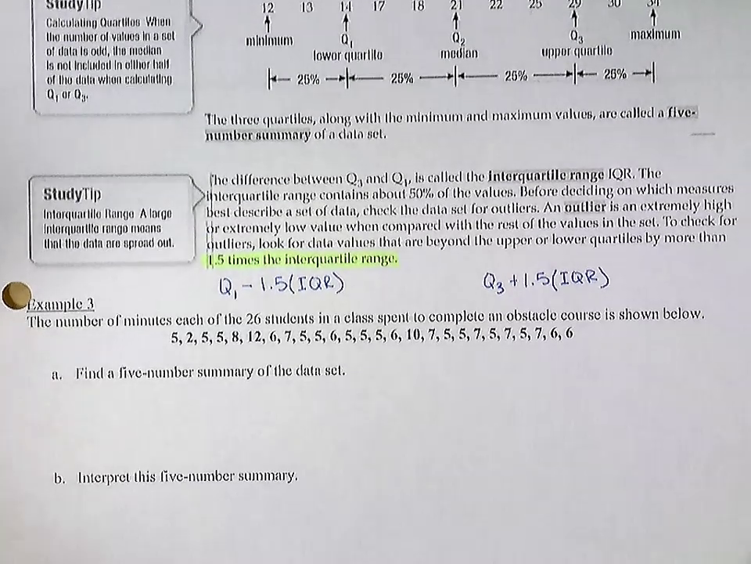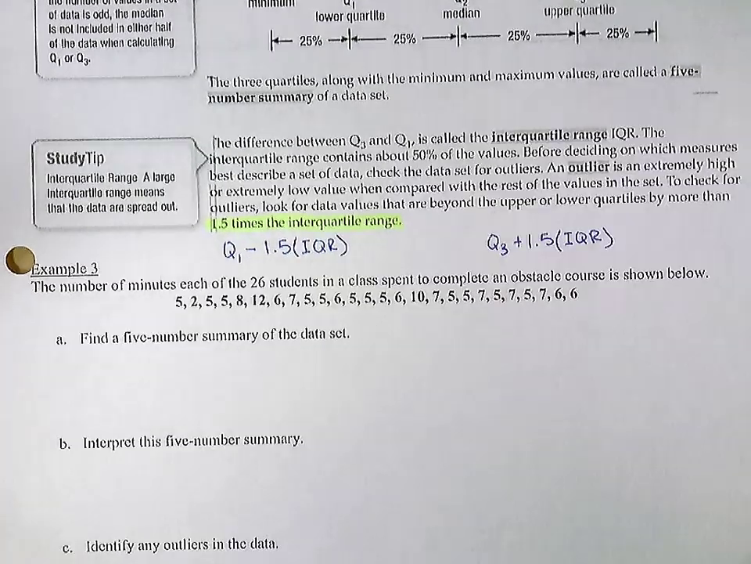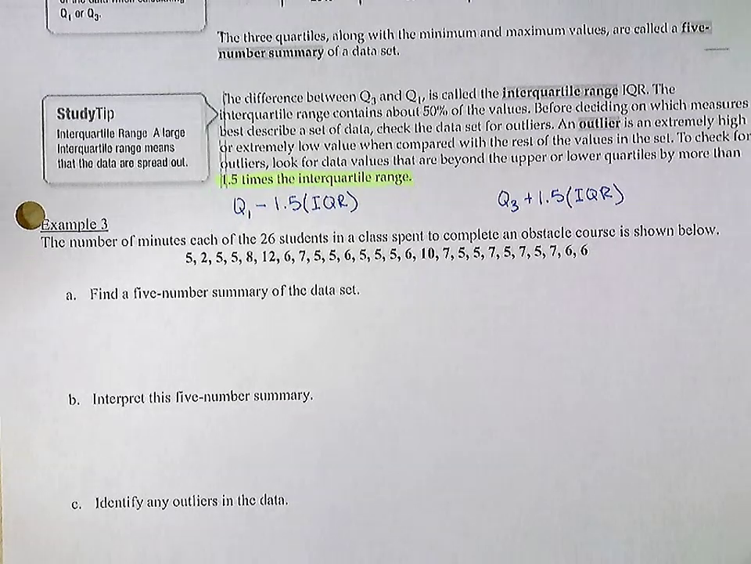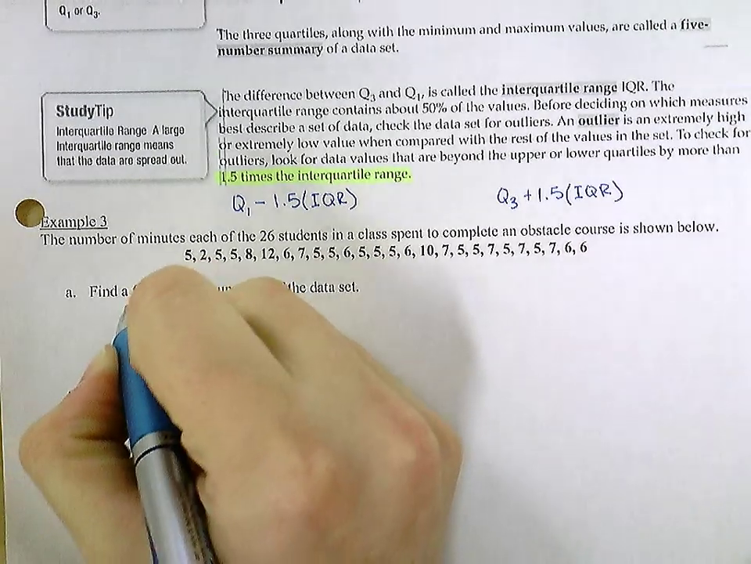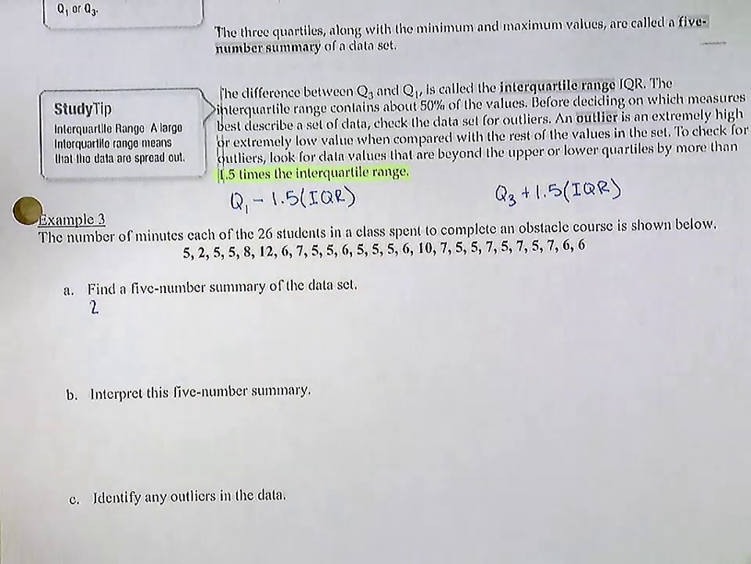Okay, so we do have an example here below. And yes, I know it's not in ascending order, so we're going to have to put it in ascending order to do this. To find a 5-number summary of the data set, I already have it in order for you here, so it does start with 2 as your minimum value. Then we have 1, 2, 3, 4, 5, 6, 7, 8, 9, 10. 12 fives.